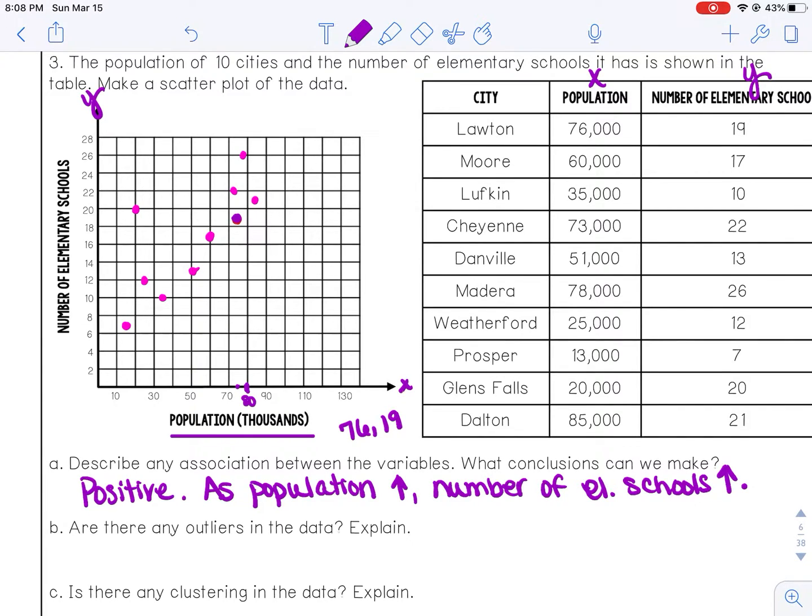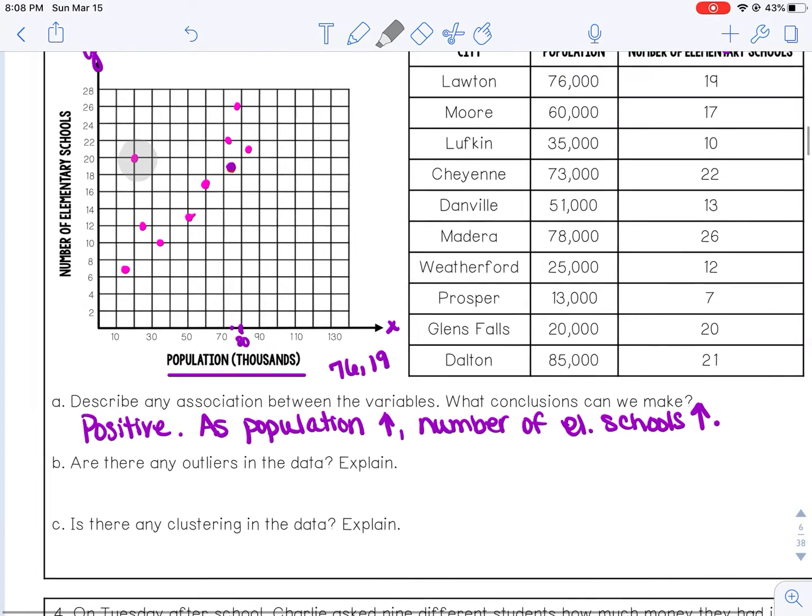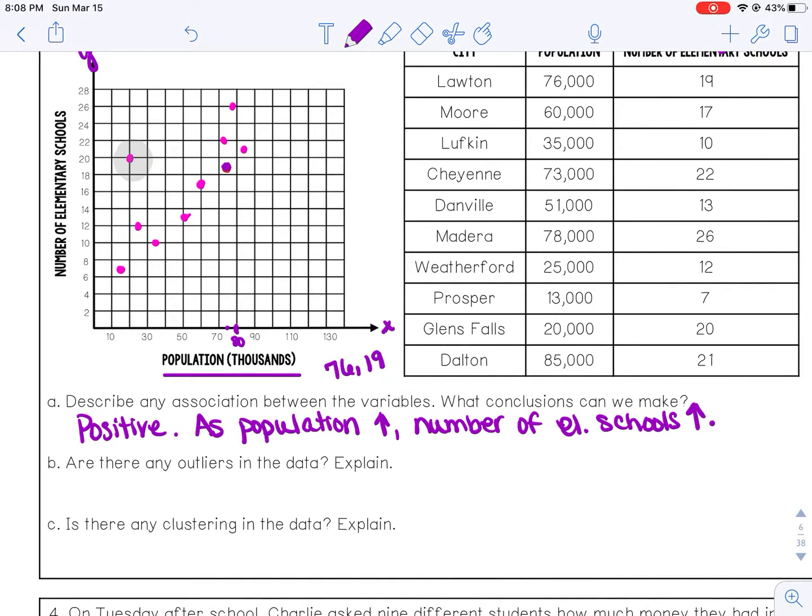Okay. Are there any outliers in the data? Well, yeah, this one right here would be an outlier. So I'm going to say yes, and that point is, let's see, 20,000, comma, 20. So 20,000, comma, 20 would be right here. That would be Glens Falls. Okay, and Glens Falls is much higher than the pattern of the data.